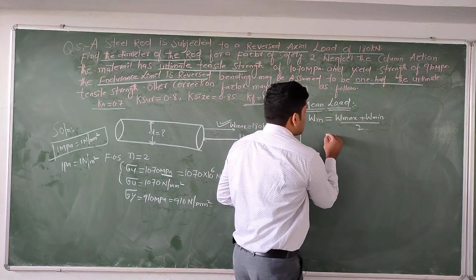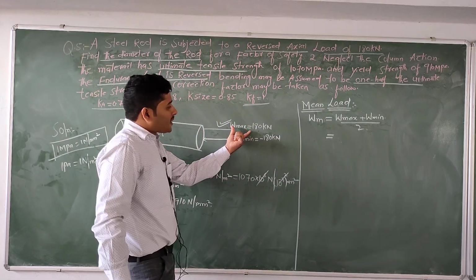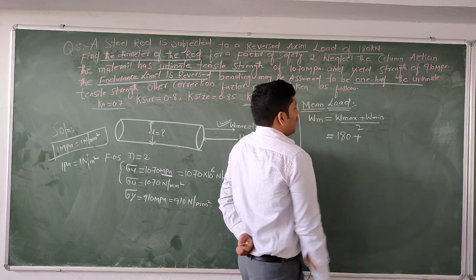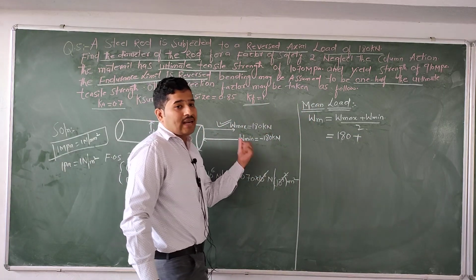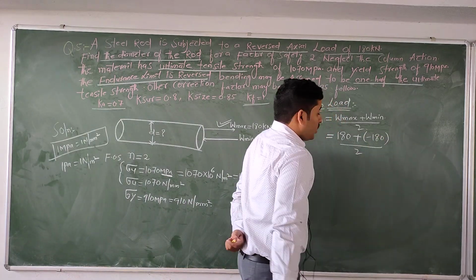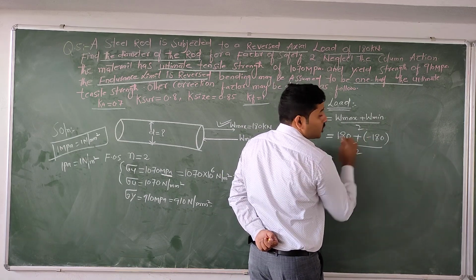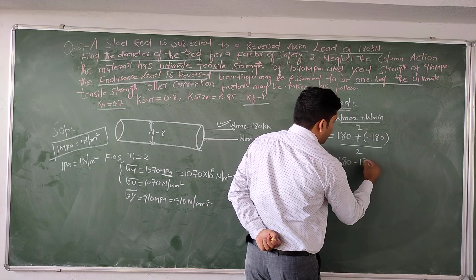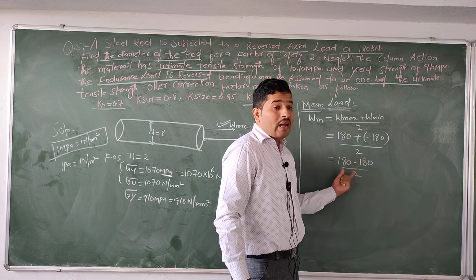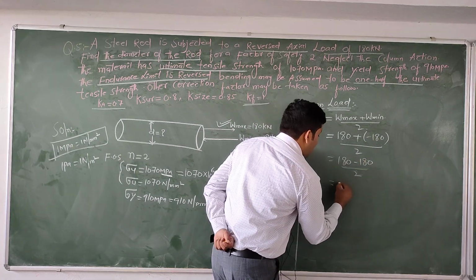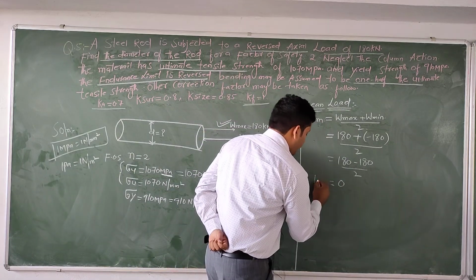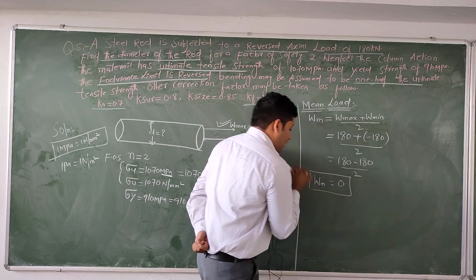Is it right? The maximum load, how much is given here? The maximum load is 180 kilonewton. Plus minimum load, how much is given here? Minus 180 kilonewton. Minus 180 kilonewton by 2. Then if you subtract, plus into minus, it should be 180 minus of 180 by 2. So if you subtract this value, then you will get 0. 0 by a number should be 0. Then this means that the mean load value, how much did we get here? 0. Okay, Wm.